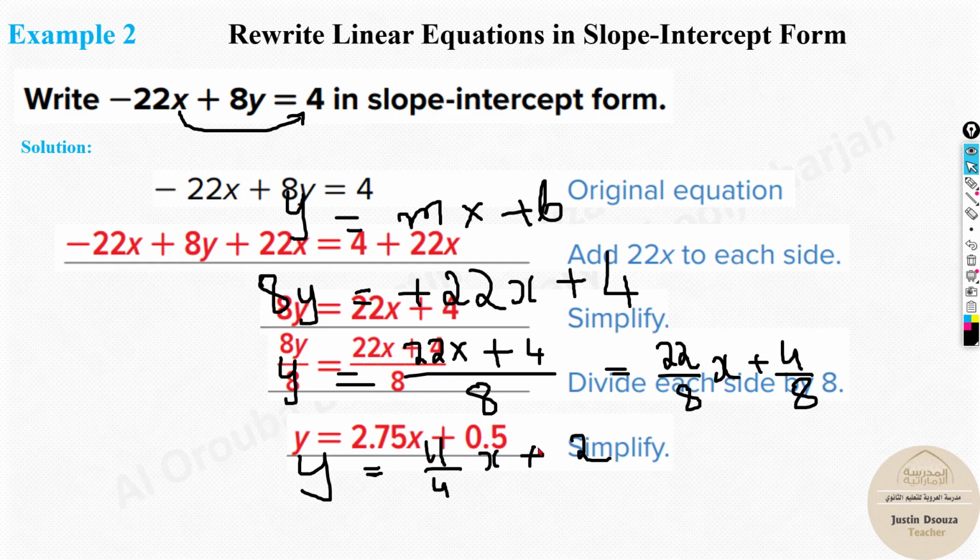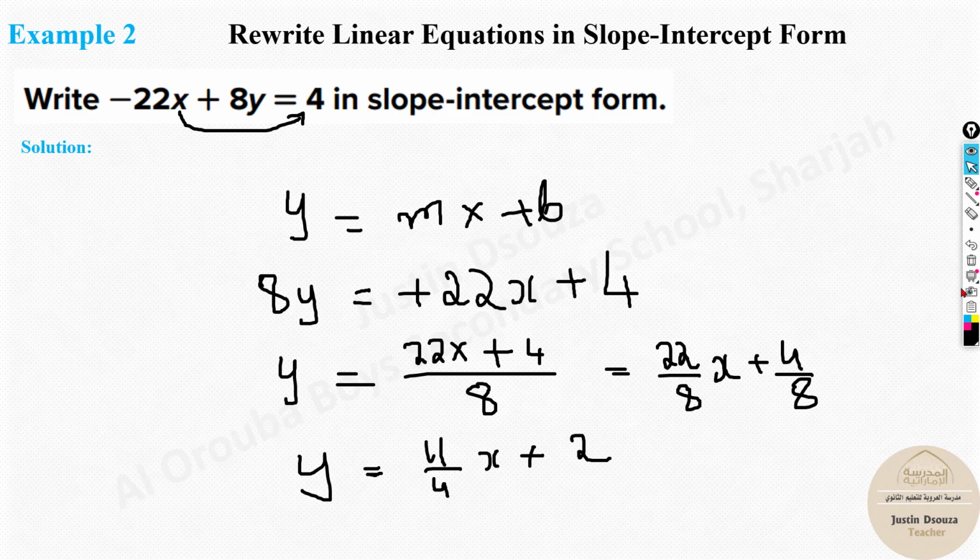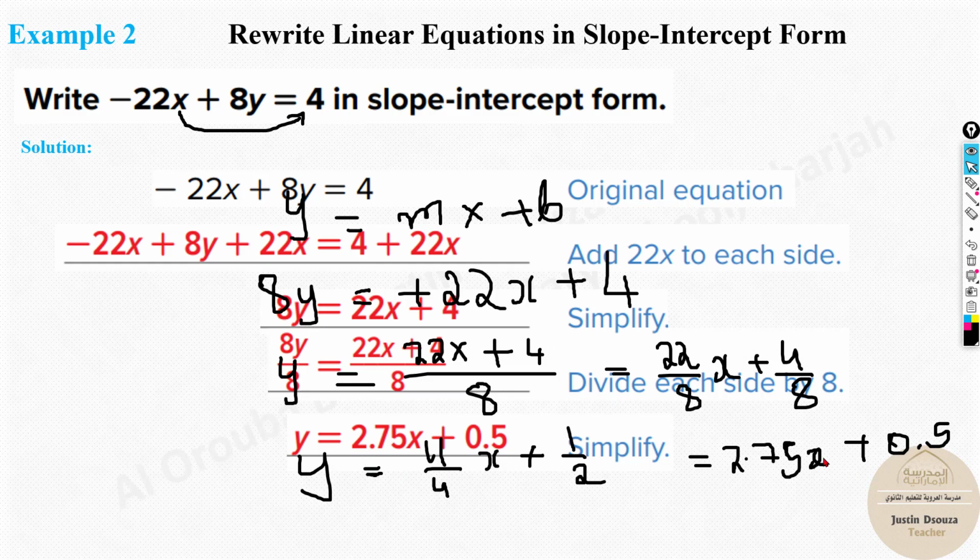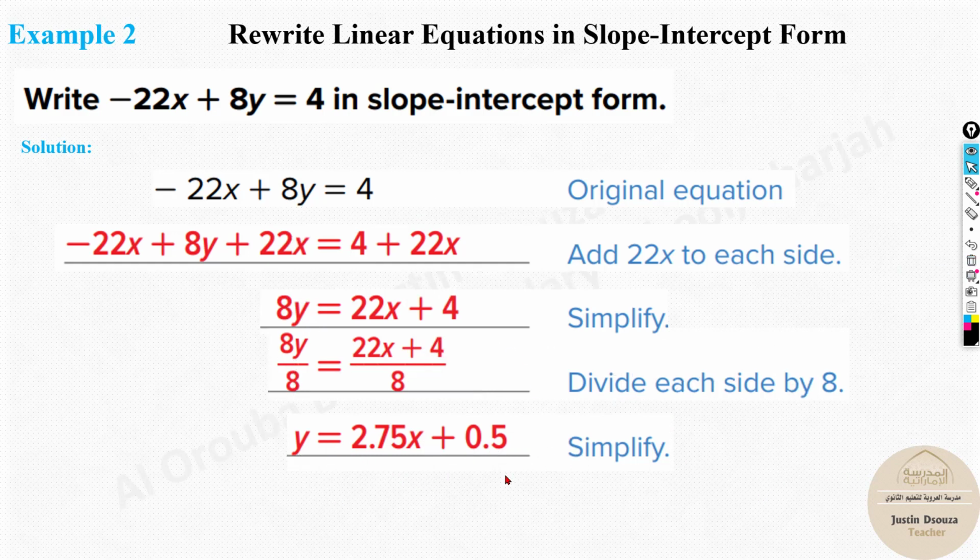So this is 2.75x plus 2. I am sorry, I have made a mistake here. It's not plus 2, it is half. You can see this is 4 up over here, 8 down. So it'll become 1 by 2. Or we can write this as 2.75x plus 0.5. This would be the answer here. 2.75x plus 0.5, that is the final answer. What do we do in this problem? Nothing, we are just rearranging and writing in terms of the slope-intercept form.